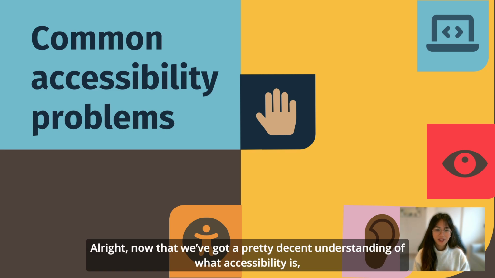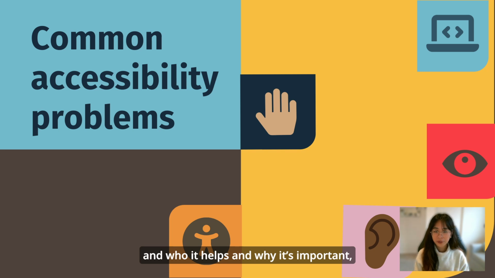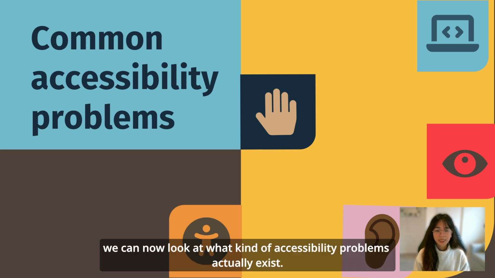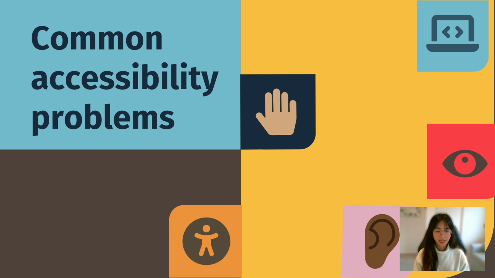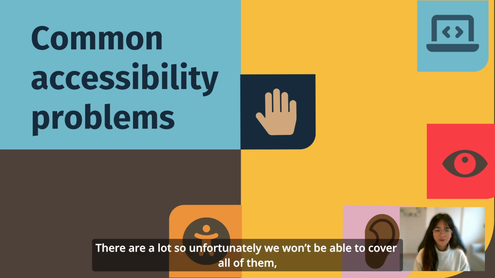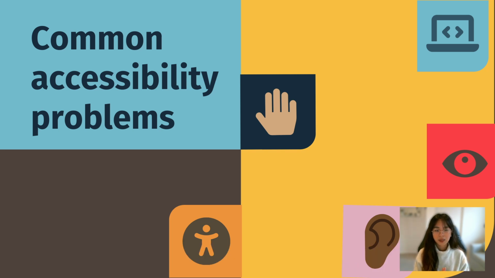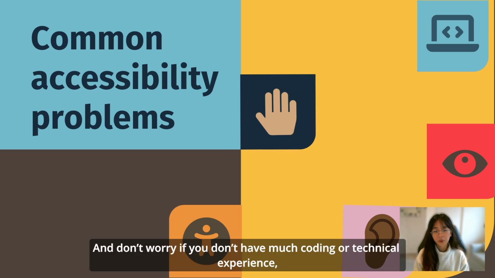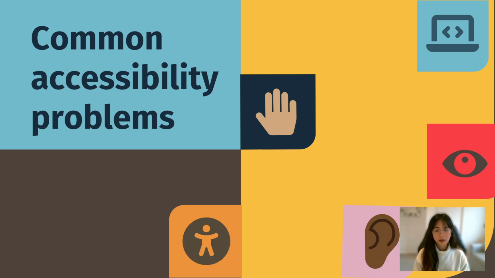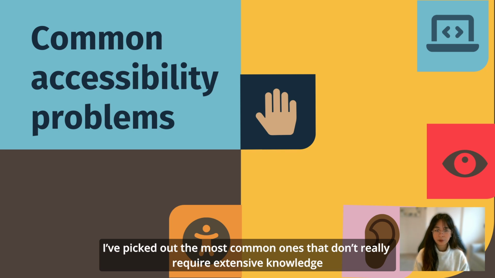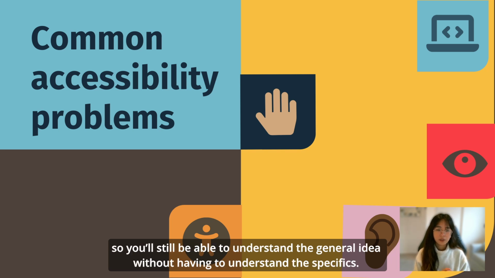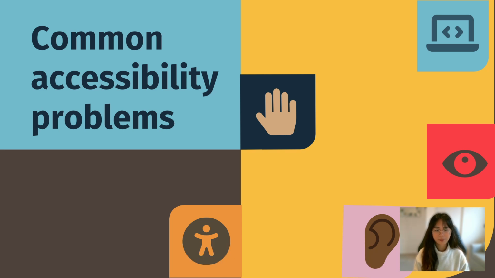Alright, so now that we've got a pretty decent understanding of what accessibility is and who it helps and why it's important, we can now look at what kind of accessibility problems actually exist. And there are a lot, so unfortunately we won't be able to cover all of them, but we'll look at the most common ones, which are often the ones that you can address straight away. And don't worry if you don't have much coding or technical experience. I've picked out the most common ones that don't really require extensive knowledge, so you'll still be able to understand the general idea without having to understand the specifics.